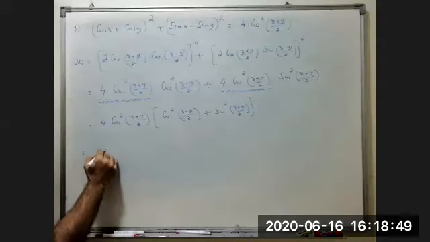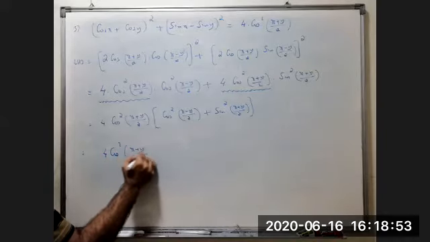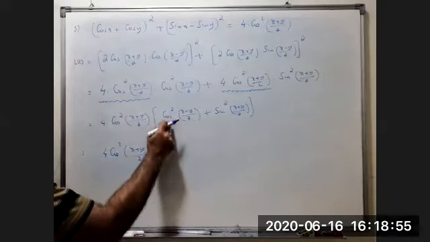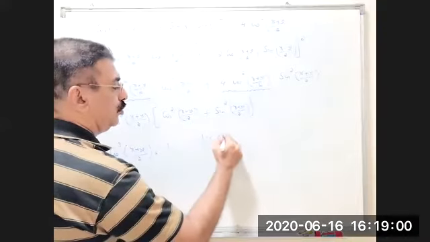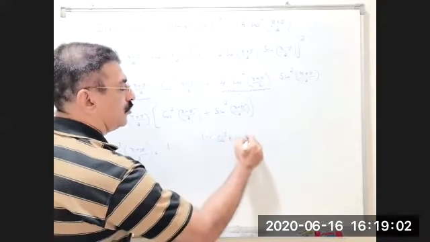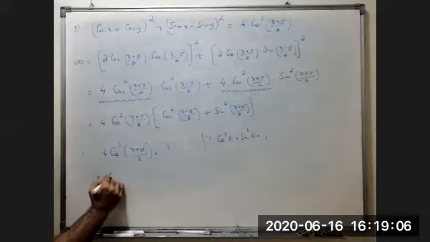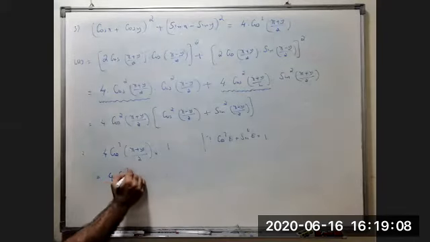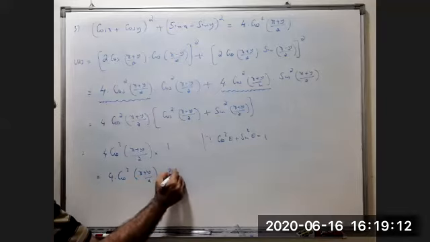This is 4 cos square (x plus 5)/2 into, what is this? That is 1. Why? Because you learned in class 10 cos square theta plus sine square theta is 1. So it is equal to 4 cos square (x plus 5)/2, that is RHS.